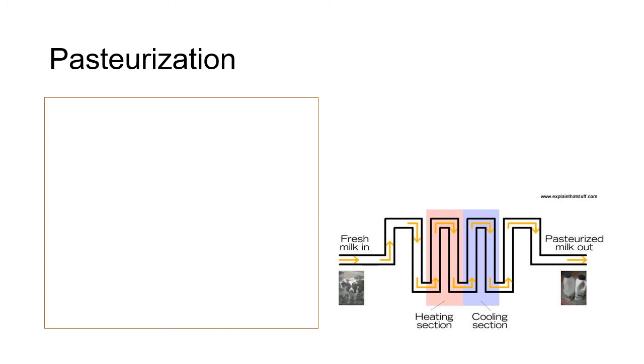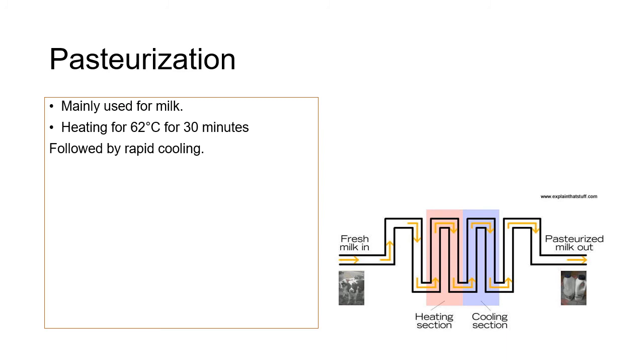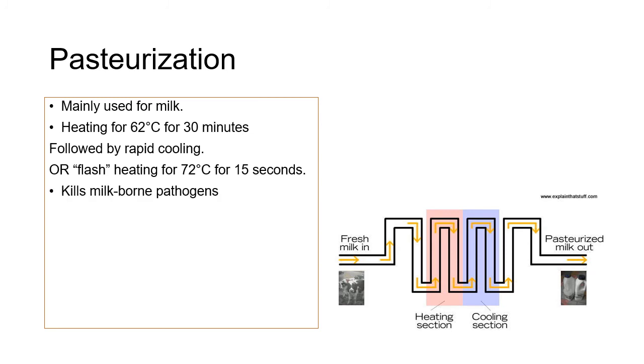Now, there's another physical agent apart from moist heat, dry heat, and flaming. The fourth one is pasteurization. So what do we mean by pasteurization? As you can see from the picture here, there's milk that you take from the animals, the cows, and then you expose it to a heating section and then a cooling section very rapidly. That's what we use for sterilization of milk. The initial heating takes up to 62 degrees for 30 minutes, followed by rapid cooling. So you put it inside and then you cool it immediately. But there's another technique, which is flash heating, which is only for 15 seconds. You are exposing the milk to 72 degrees Celsius.